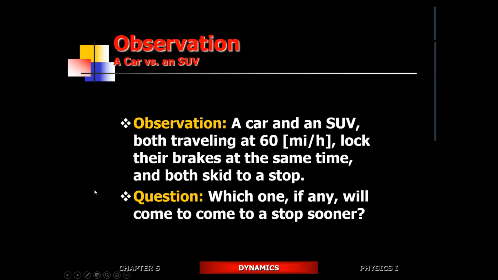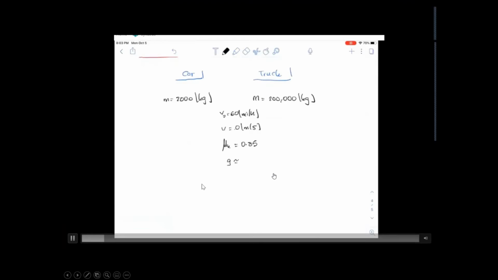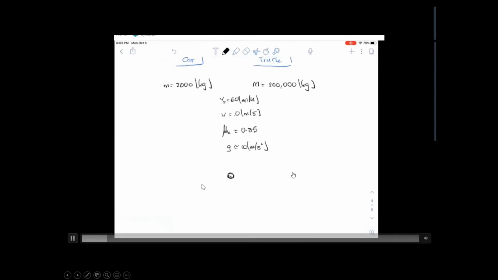All right, so the car versus an SUV traveling at 60 miles per hour, which one, if any, will come to a stop sooner? All right, so there's a bit of a problem here. I'm going to take you through the problem real fast. Not that you will have to do the math, but there's an interesting result that happens that we need to focus on. All right, so where we have the car, this is a mega truck. This one is 100 times heavier than this one is. This is like 500,000 pounds. There's no such thing in real life.